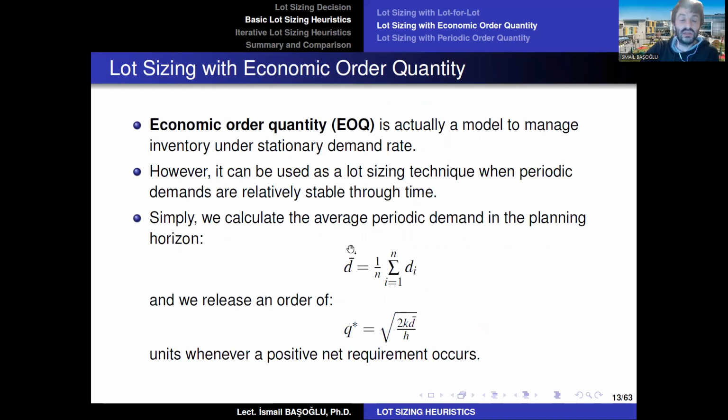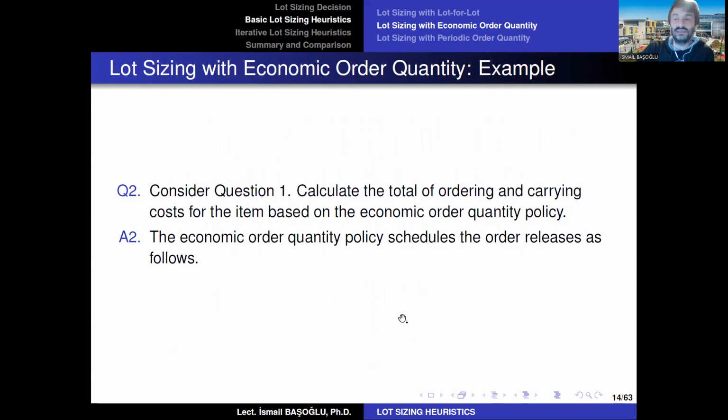Now, after calculating the average demand per period, we are going to use that average demand as the demand rate in the economic order quantity formulation. Here, K will be the fixed ordering cost in every period, and H will be the unit carrying cost, which is basically associated with carrying a single unit from one period to another. So we are going to evaluate our order quantity in the lot sizing heuristic with economic order quantity based on this formulation. And whenever we have a net requirement, we are going to release such an order.